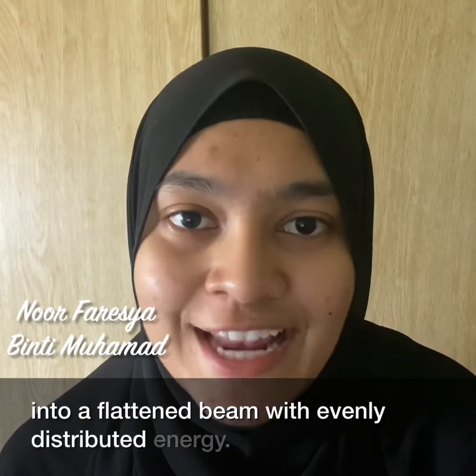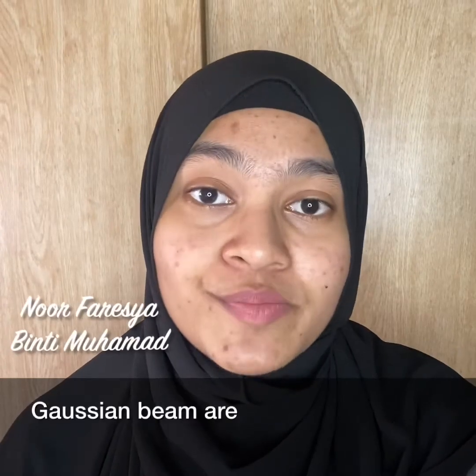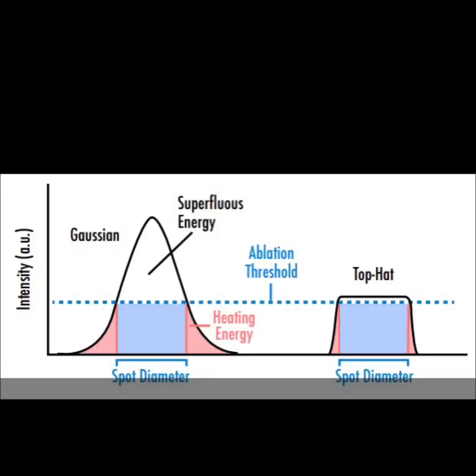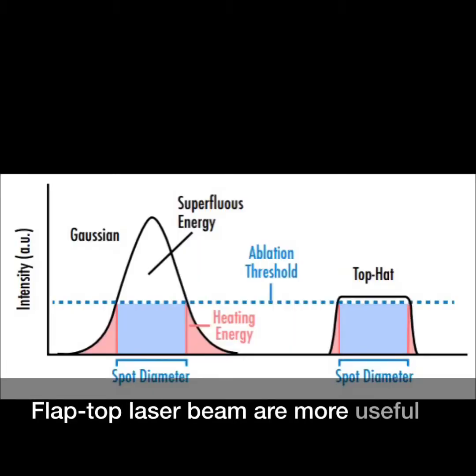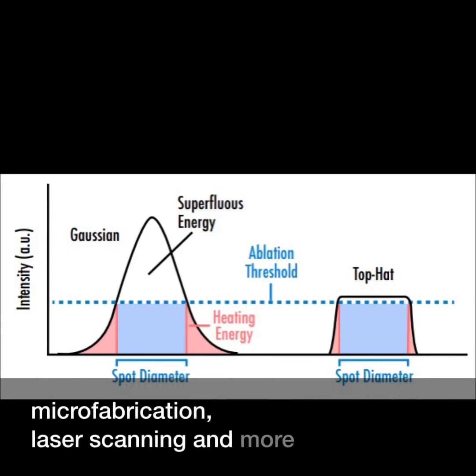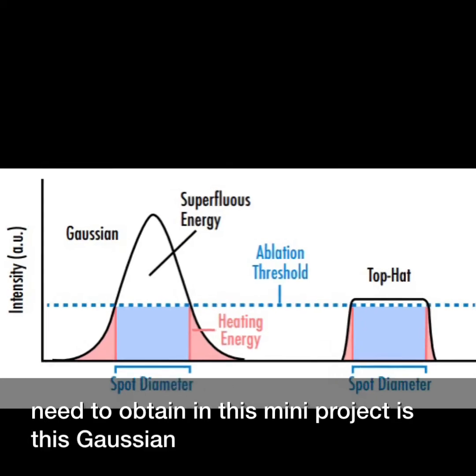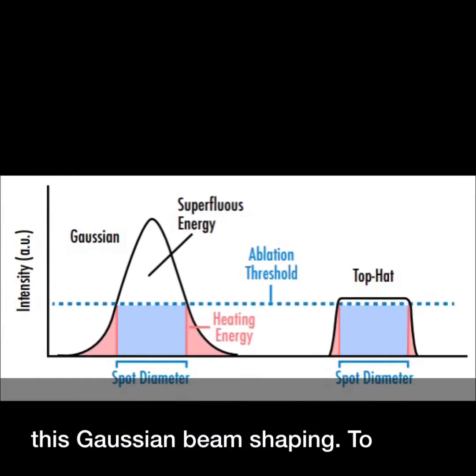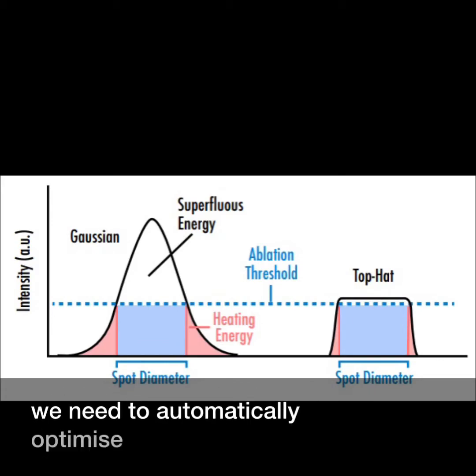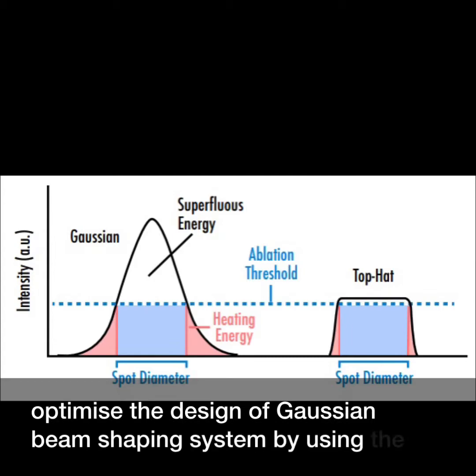Next, what is a flat-top laser beam? Gaussian beams are typically produced with a Gaussian intensity distribution. Flat-top laser beams are more useful in laser welding, laser microfabrication, laser scanning, and more. But what we need to obtain in this mini project is this flat-top beam shaping. To obtain this flat-top beam shaping, we need to automatically optimize the design of the Gaussian beam shaping system by using the Zemax software.